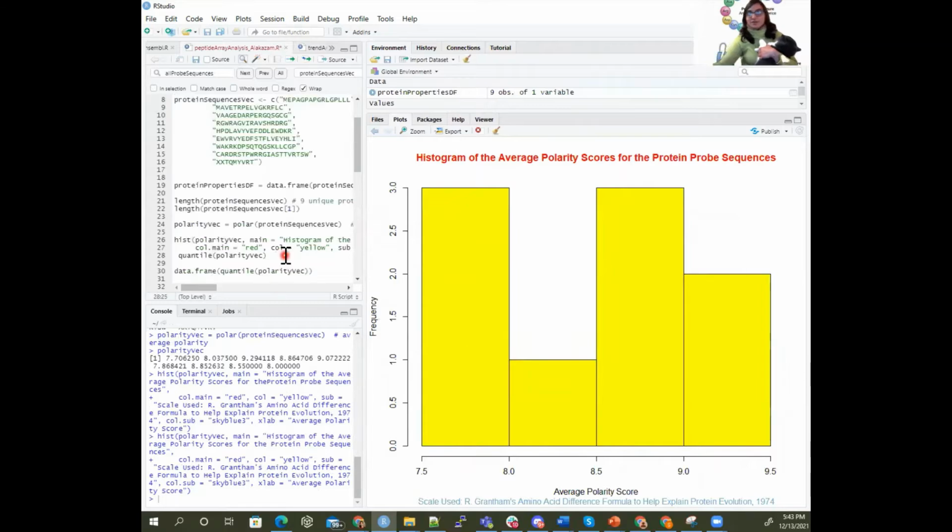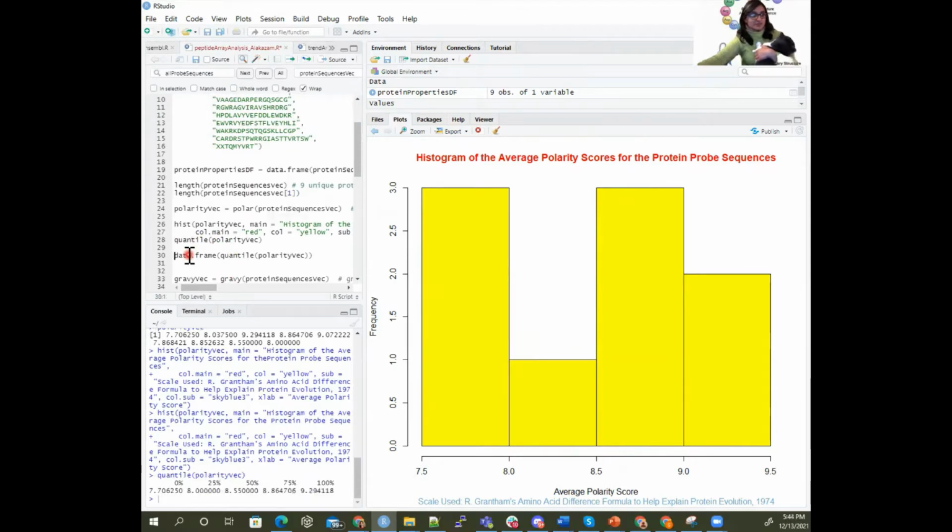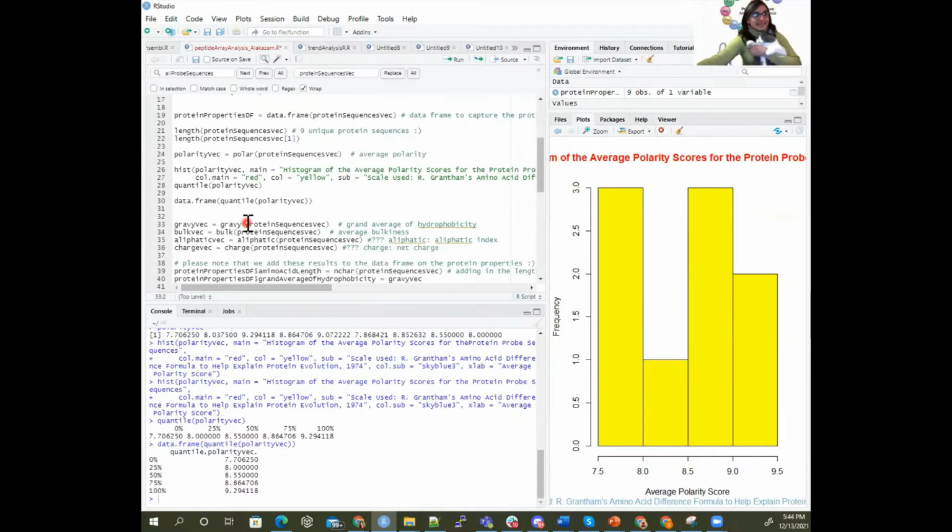Maybe they correspond to a study or something, from what the histogram looks like for the average polarity scores. And I can see from the quantile just the distribution as well: the 0th percentile, the bottom value, the 100th, the maximum, the 75th percentile, 50th percentile, 25th percentile. That's what this tells me. I can also put it into a data frame. And similarly, I can also look at the gravy.